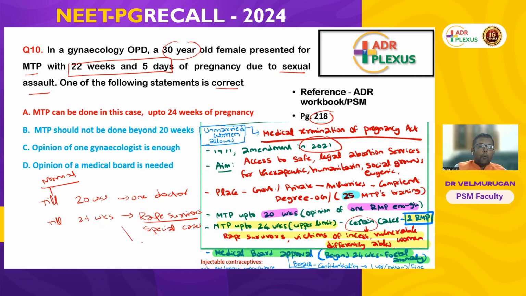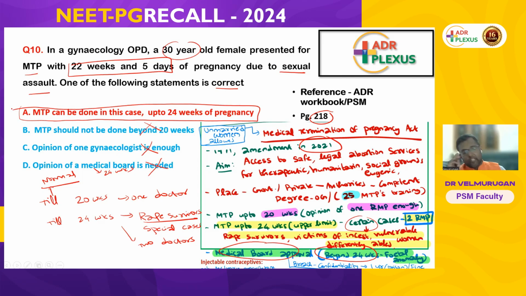But we need the opinion of how many doctors? We need the opinion of 2 doctors. Only after that do we need a medical board. Medical board approval is only needed beyond 24 weeks, for some fetal anomaly. So MTP can be done after 20 weeks, and after 24 weeks also. After 24 weeks, we need the opinion of the medical board. Between 20 to 24 weeks, we can do it with the opinion of 2 physicians.